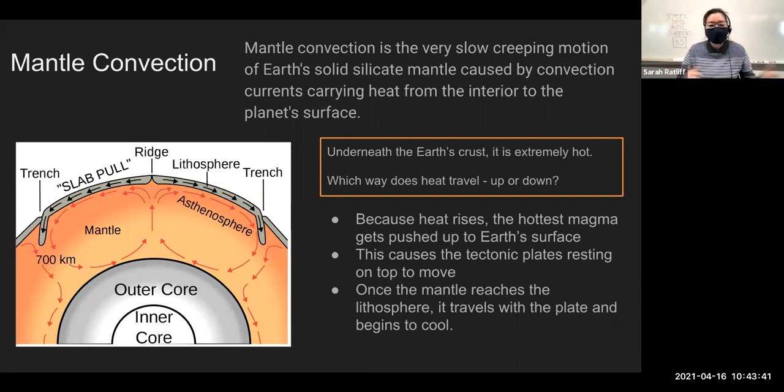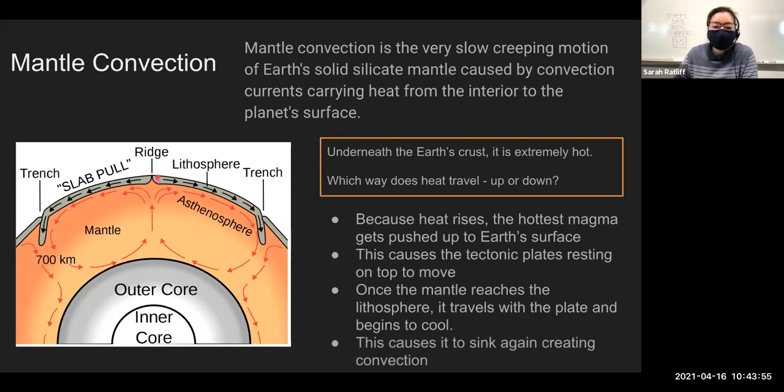And once it reaches it, it's going to cool down because it's not near that really, really hot core. It's near the cooler lithosphere. We know the lithosphere is cooler because we can live on it. We can't live inside the Earth. It's way too hot. And then once it cools down at that lithosphere, it's going to start sinking because cold sinks. And then it'll sink down to the core, which will heat it up. And then we'll get this sort of circular motion going on called convection.